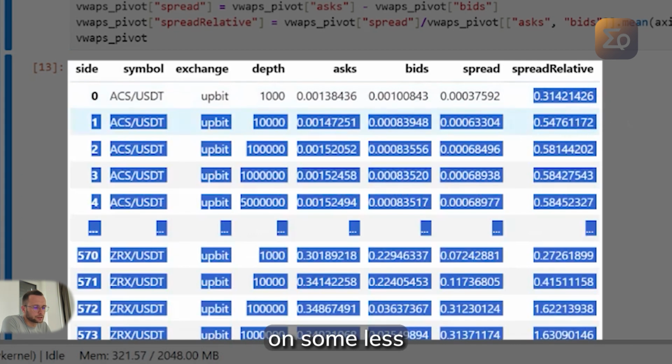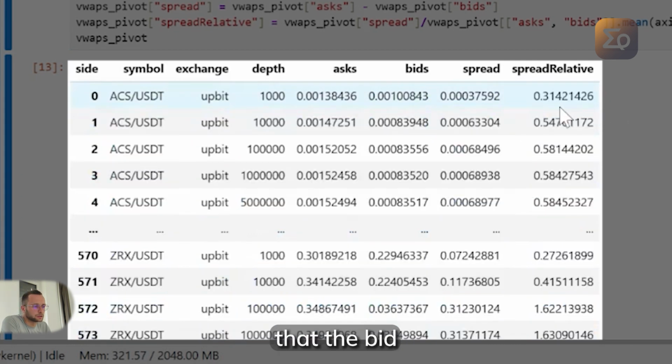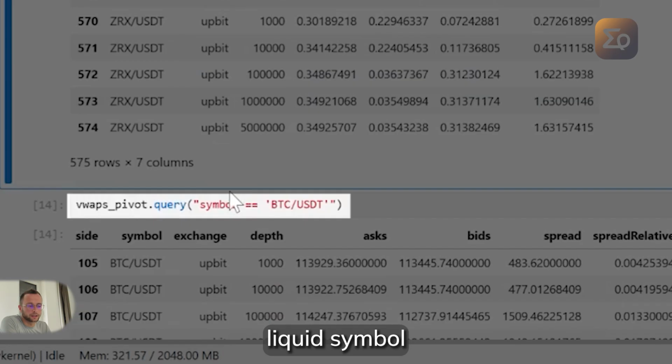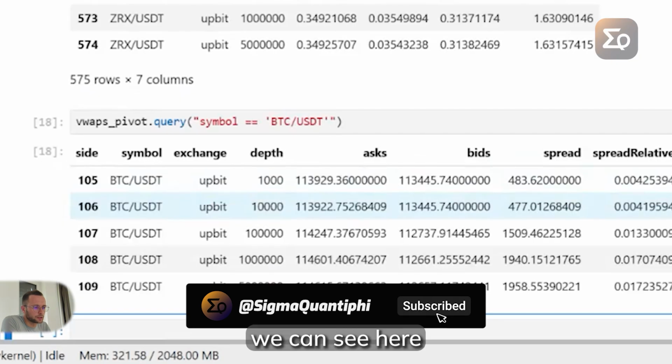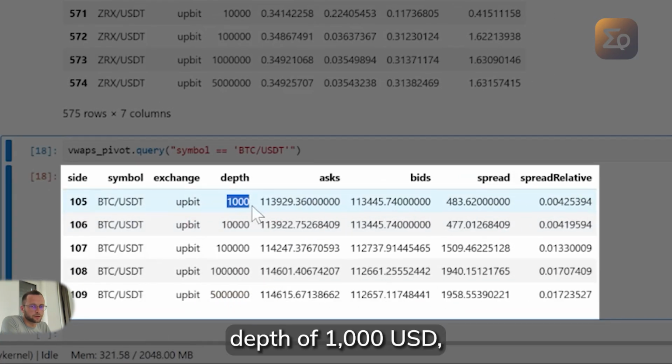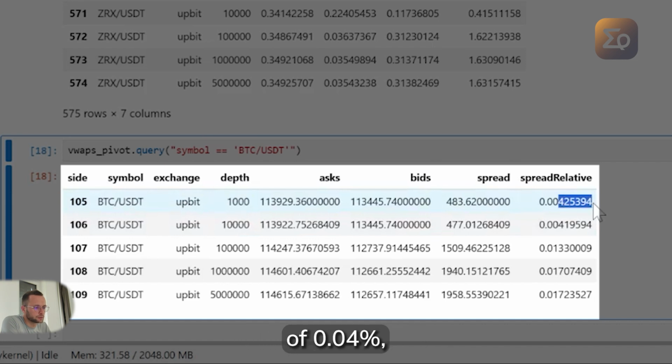So we can see that on some less liquid coins the bid-ask spread can be quite big, such as this ACS USDT, which has a relative spread of 34%. But if we were to look at a more liquid symbol like, say, BTC USDT, what we can see here is that for a depth of 1,000 US dollars, we only have a spread between the bid and the ask of 0.04%, which is actually quite liquid for a not very well known exchange.